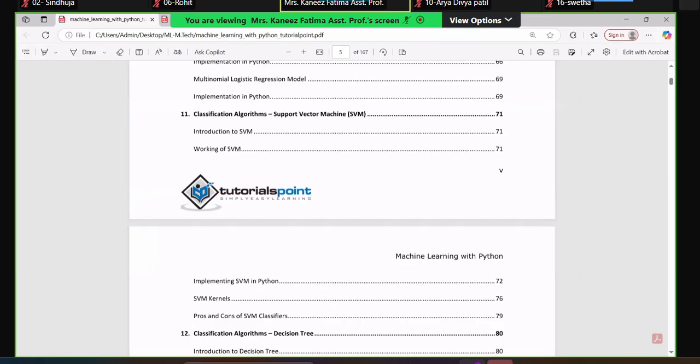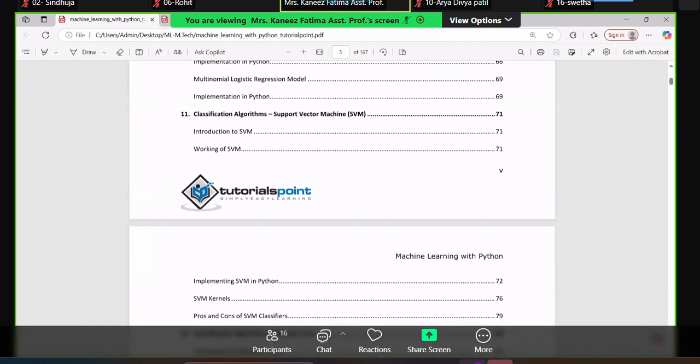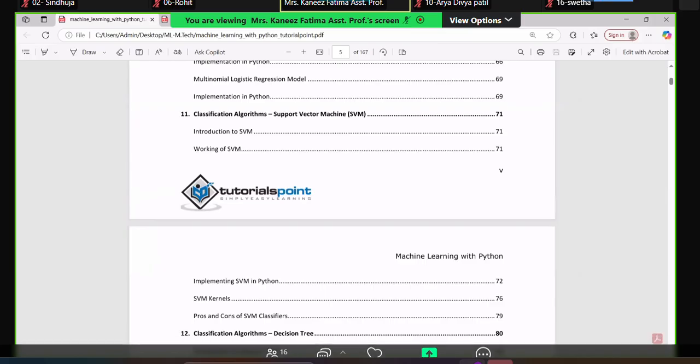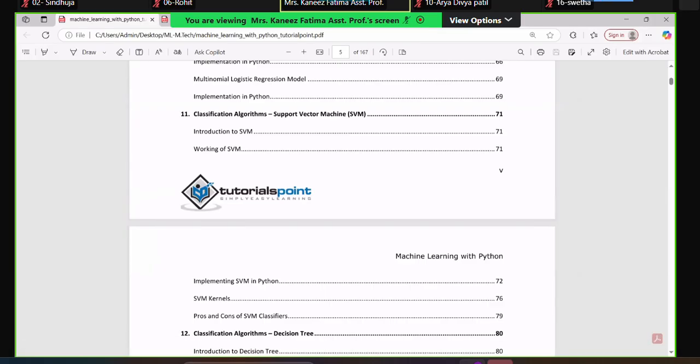We have SVMs like linear kernel, polynomial kernel, and radial basis function, RBF. There is a gamma parameter being utilized for the kernel operations. So this is the example here. This is the simple explanation for your SVM classification, pros and cons.